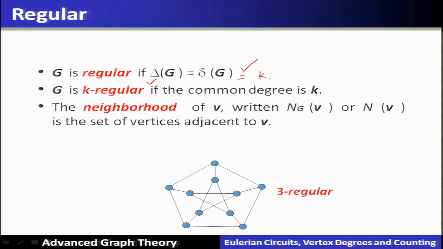Now, the neighborhood of a vertex is represented by N G of V, or N of V, and is nothing but the set of vertices which are adjacent to V. For example, if this is vertex V, and let us say this is U1, this is W1, Z1, then the neighbors of V will be this set of nodes.